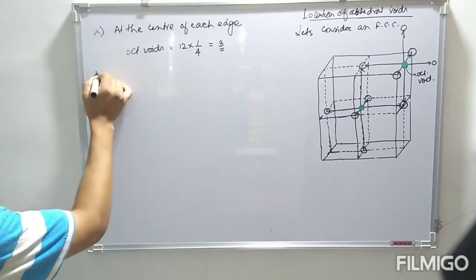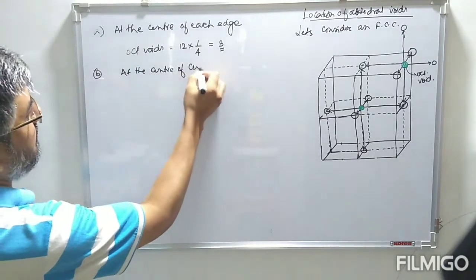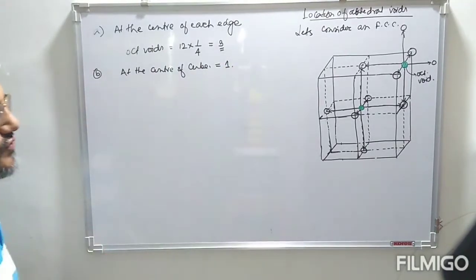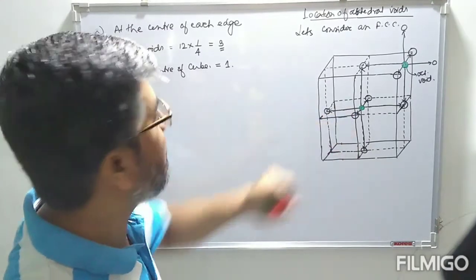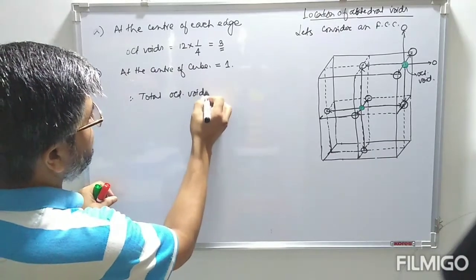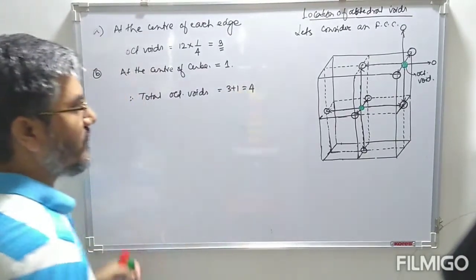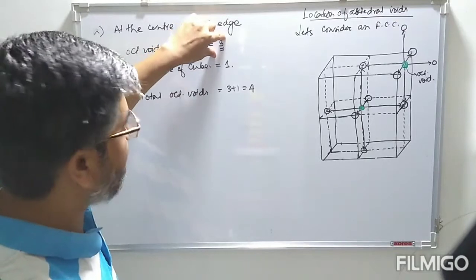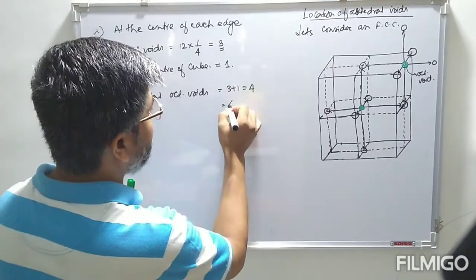So the second location is at the center of the cube. So at the center of the cube, we have one octahedral void. Along the centers of edges, we have how many octahedral voids? 3. Exactly at the center of the cube, we have one octahedral void. Therefore, total octahedral voids is 3 plus 1, that is 4. So in an FCC lattice, the total number of octahedral voids is 3 along the centers of edges, 1 exactly at the center of the cube, so total 4.